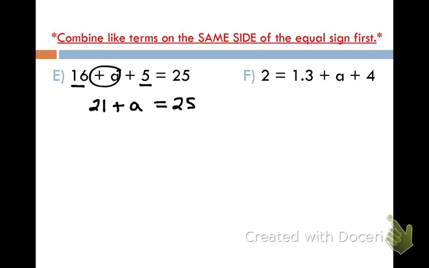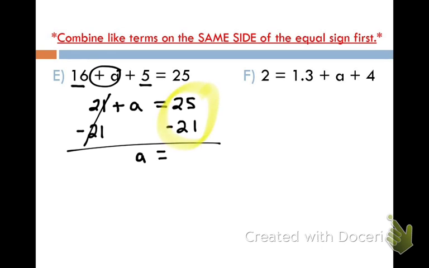Once again, you have a variable. What's my variable? A. Your goal is to get A by itself. Asia, what do I have to do to get A all by itself on the left of the equal sign? Get rid of the 21. What's the opposite of positive 21? Negative 21. So if I subtract 21 from the left, I have to subtract 21 from the right. What happens to this side of the equation? All right, the 21s cancel each other out, and I'm left with plain old A.